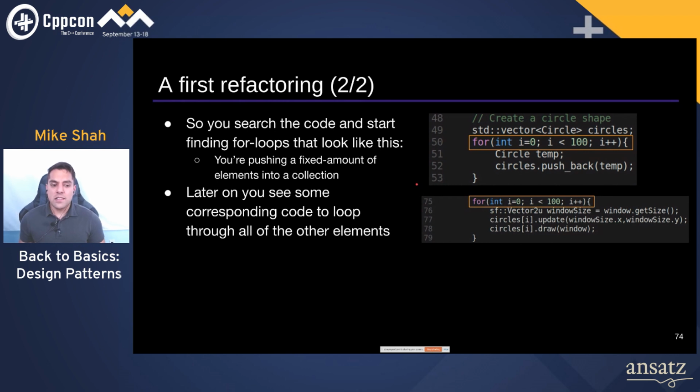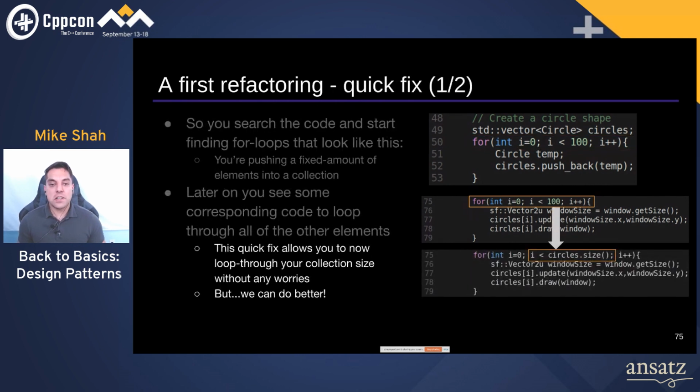But later on, you see some corresponding code to loop through all these elements. So you see we're actually doing the drawing for int i equals 0, i less than 100, i plus plus, for the window size. Update all these circles and draw them. So there's something interesting here that you're noticing.